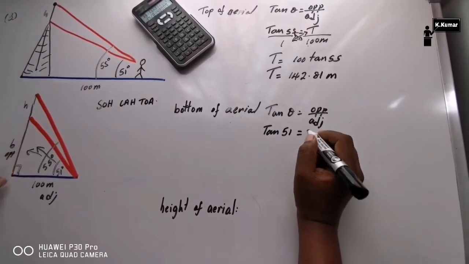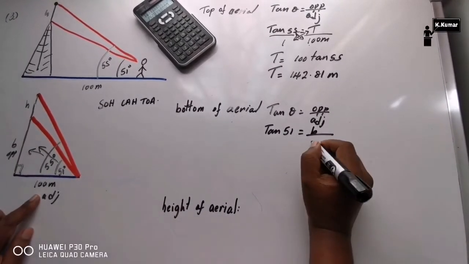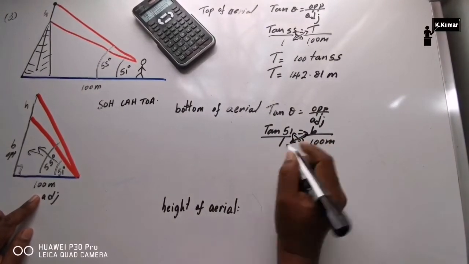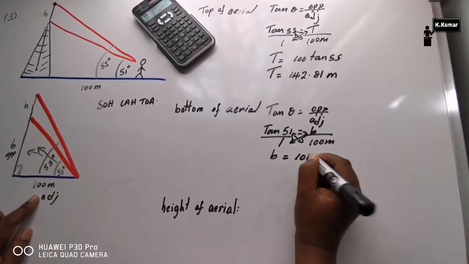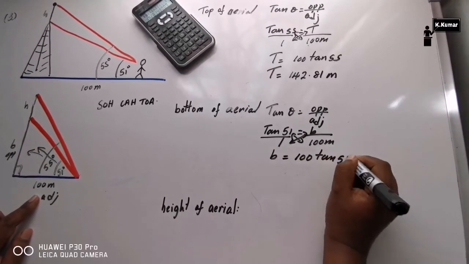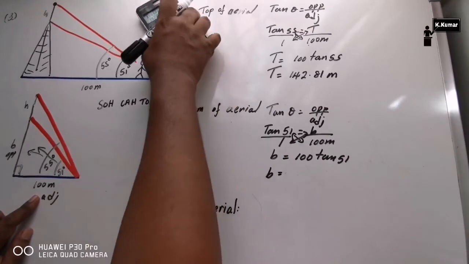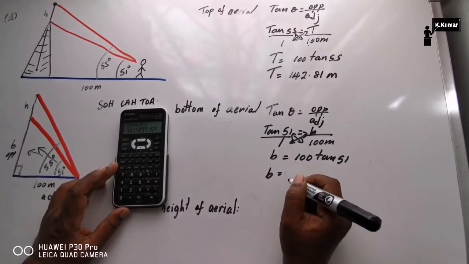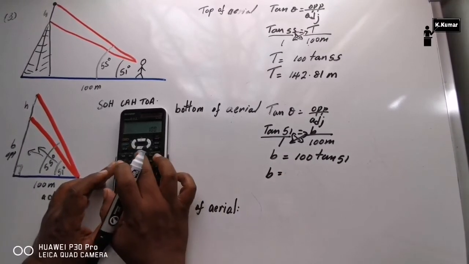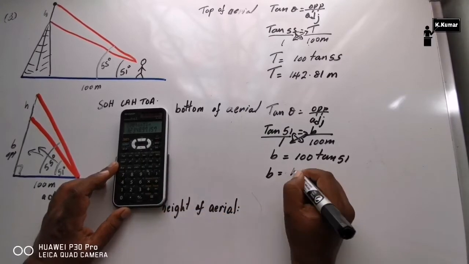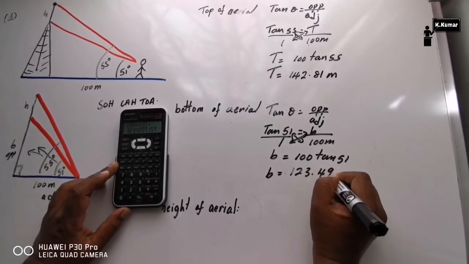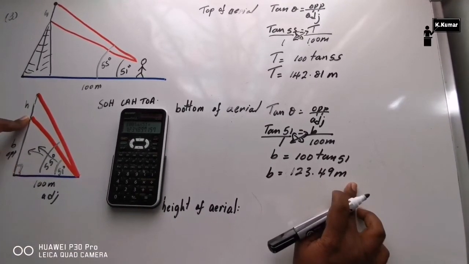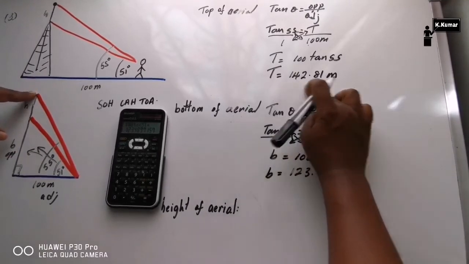Tan 51 is equal to the opposite side, which is B, over the adjacent, which is 100 meters. Put this over 1 and then we cross multiply. B times 1 gives me B, which is equal to 100 tan 51. Let's use our calculator, 100 tan 51, and that's going to give me 123.49 meters.